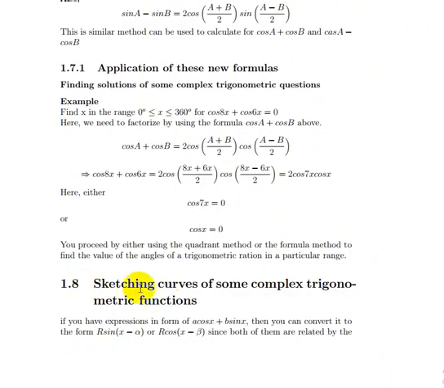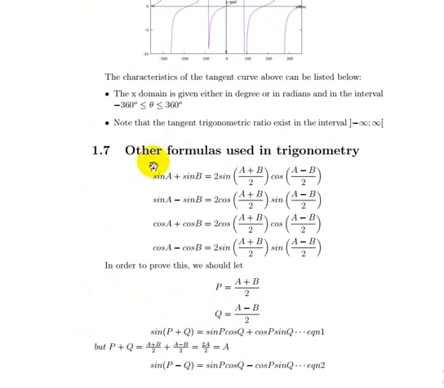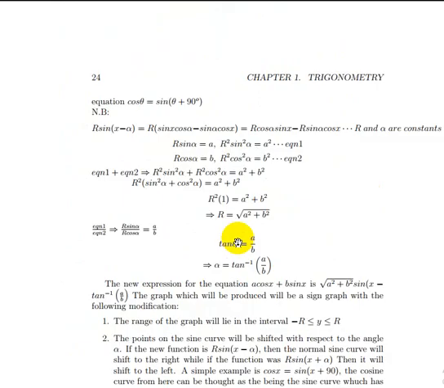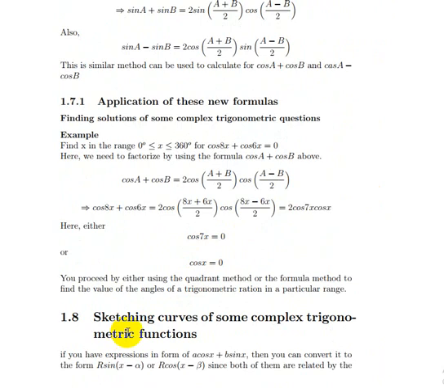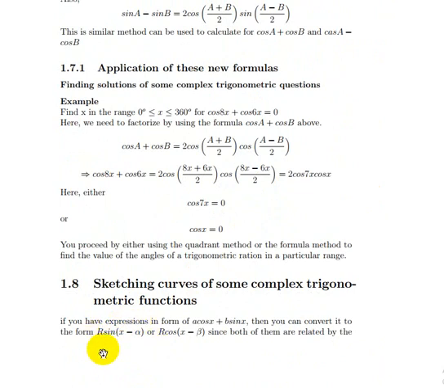Now, the next thing to put in mind is how to sketch curves of some complex trigonometric function. Here was how to find solutions on complex trigonometric equation, and this is a formula that we use. We use the formula that we've seen just above here. Now, how do you sketch curves of some complex trigonometric functions? To sketch a curve of some complex trigonometric function, you need to know that the curves will exist in the form of r sine into x minus alpha or r cos into x minus beta.